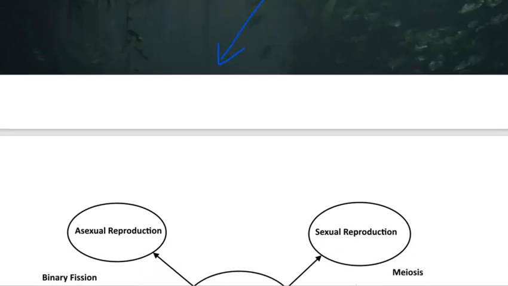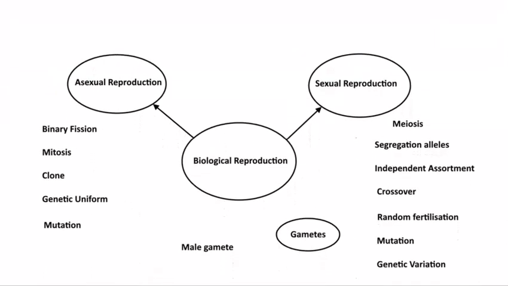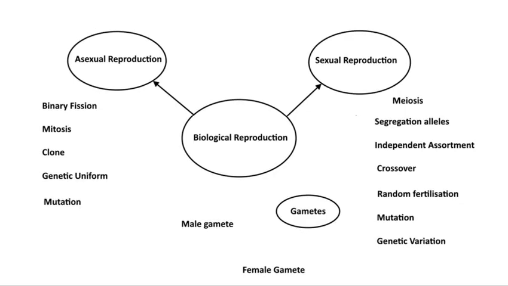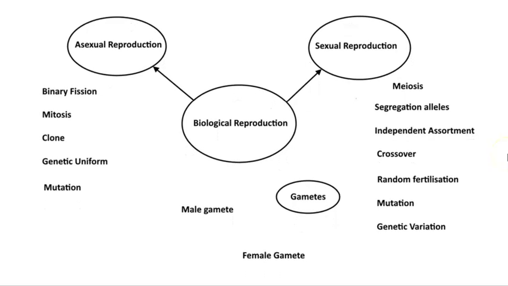So let's take a look at these two modes of reproduction. So in biological reproduction then, we have the asexual reproduction mode and the sexual reproduction mode. So let's make a comparison of these two.